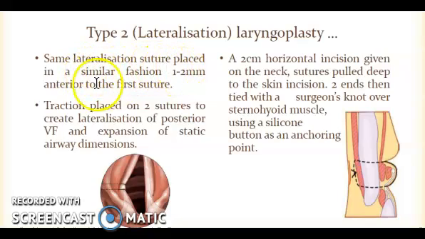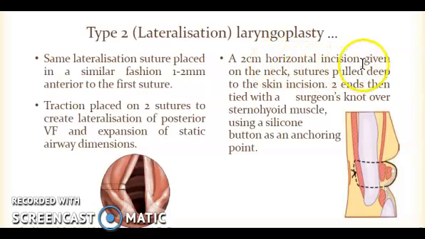Same lateralization suture placed in similar fashion 1 to 2 mm anterior to the first suture. You can see now there are two sutures here. Traction placed on the two sutures to create lateralization. You can see now it's being lateralized. You can actually see the tracheal rings, and expansion of static airway dimension. The person is able to breathe well now.